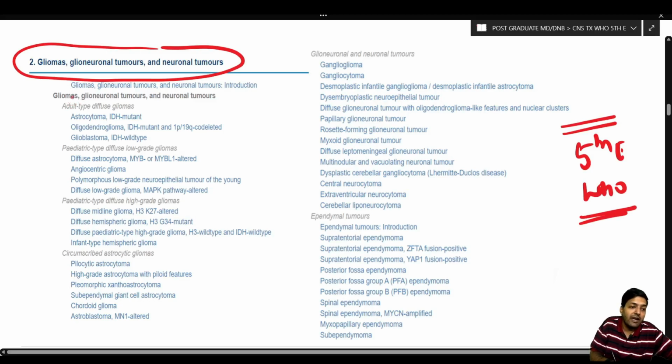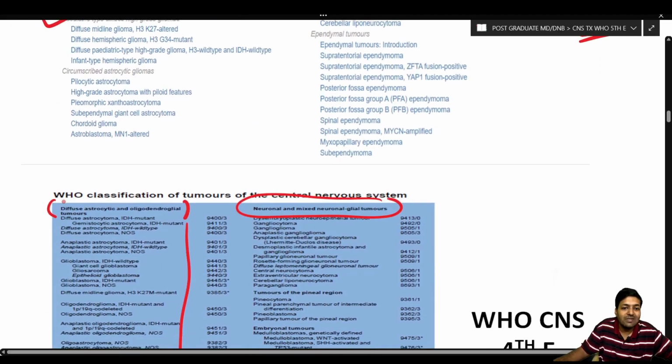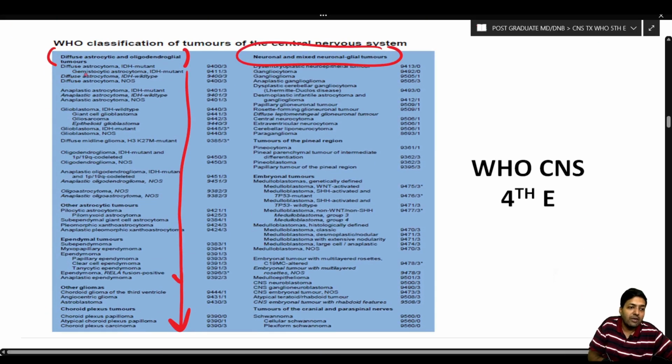gliomas have been divided into an adult type and a pediatric type. So there was no such division, okay, that was seen in the previous edition. No such division was there in the previous edition.